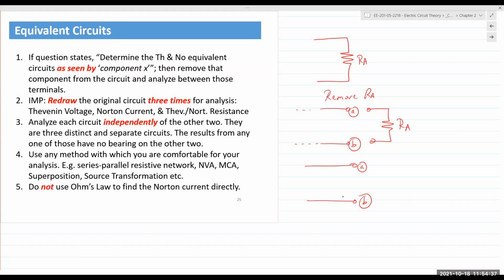Thevenin resistance: all you need to do is short out all the terminals of the power supplies, measure Req at the terminals, and again, that's your Thevenin resistance.